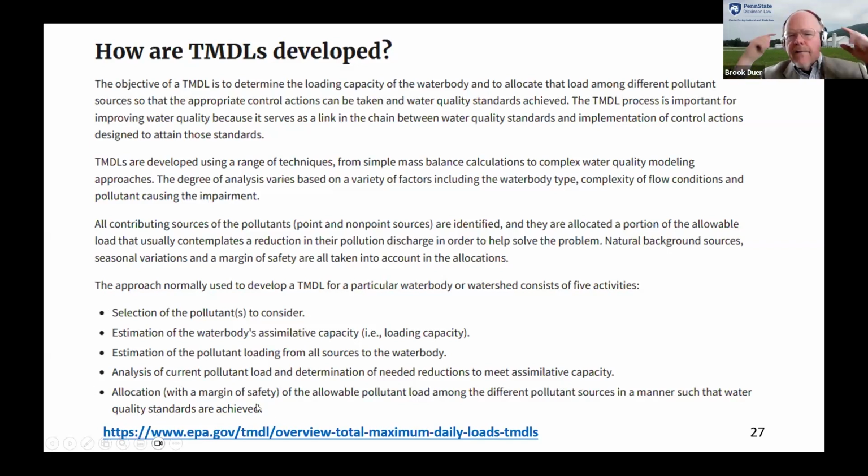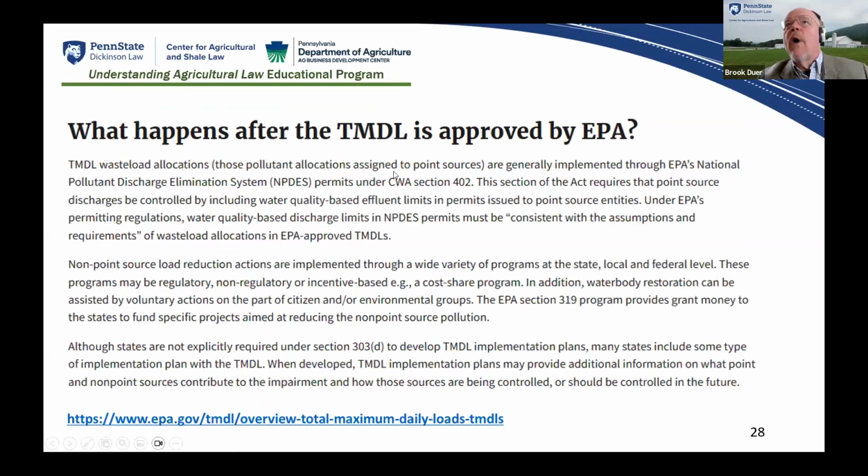So you digest that for a minute. It's actually quite genius in just spelling it out, and makes it seem very simple, doesn't it? Boy, if only. Now, what happens after a TMDL is approved? This is good too.